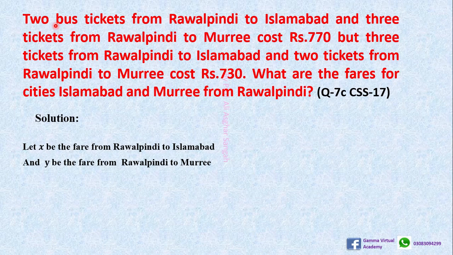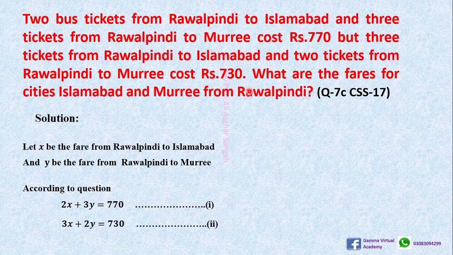So we change it into equations. 2 bus tickets from Rawalpindi to Islamabad means 2x, and 3 bus tickets from Rawalpindi to Murree means 3y. So 2x plus 3y, 2 tickets from this route plus 3 tickets from this route, equals 770. And equation 2, similarly we make from these two lines, equals 730. That means 3 tickets from Rawalpindi to Islamabad and 2 tickets from Rawalpindi to Murree equal 730.